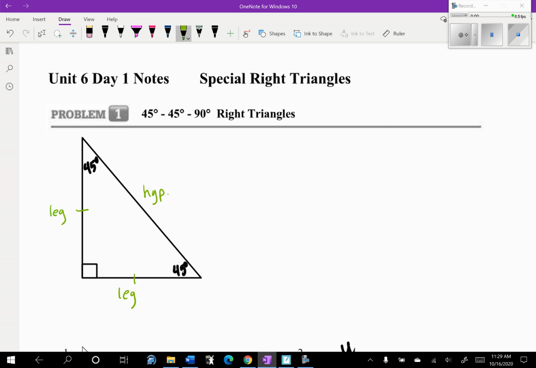Each of the legs, since they are the same length, we can just label them x, and the hypotenuse is actually equal to x root 2. So the equation that we can use is that the hypotenuse is equal to leg times root 2, and again, that is the equation that we're going to go ahead and use in order to help us solve these problems.